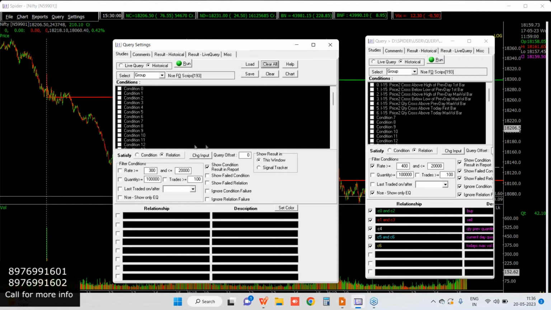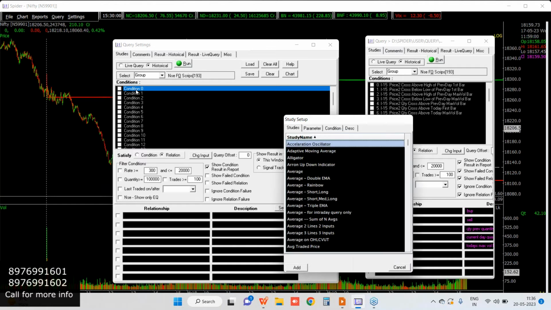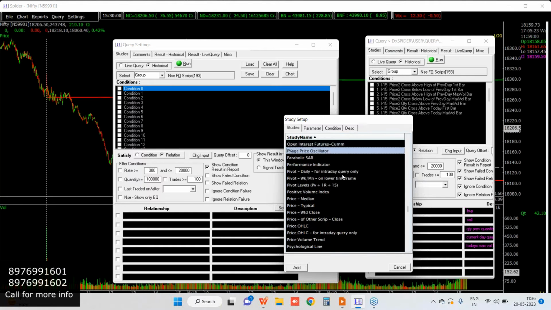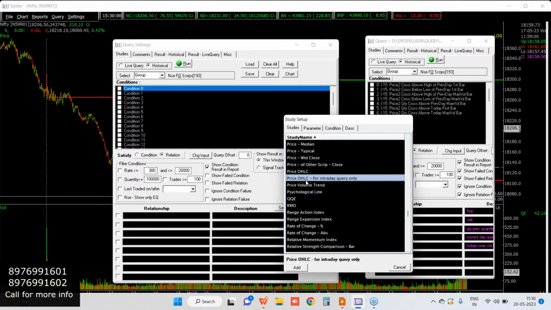If you want to add the price action conditions over here, you have to double click on condition. If I double click on condition, this window will appear in front of me. What I'll type over here is price OHLC. When I type price OHLC, I get two options: price OHLC and price OHLC for intraday query only. Our topic today is focused on intraday setup, so we'll cover price OHLC for intraday query only today.